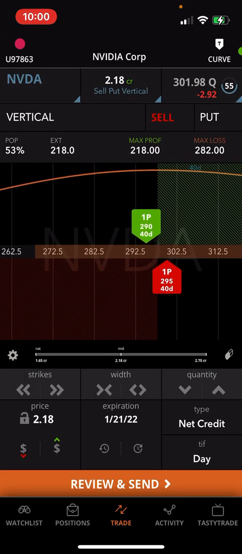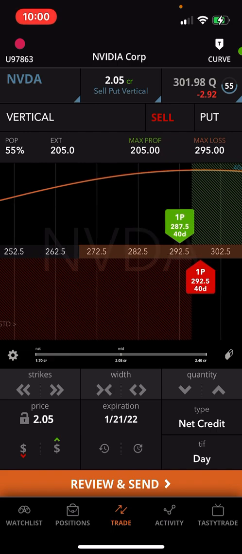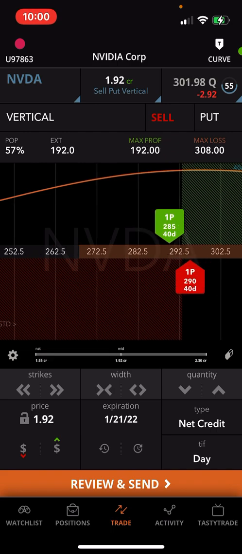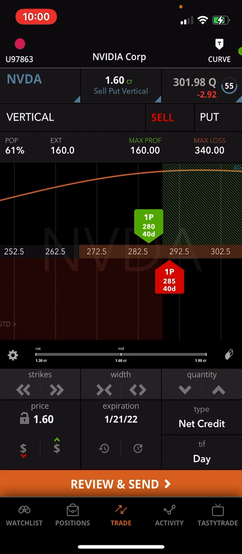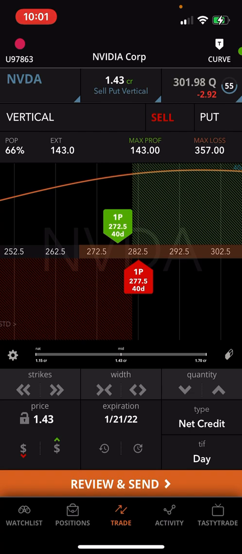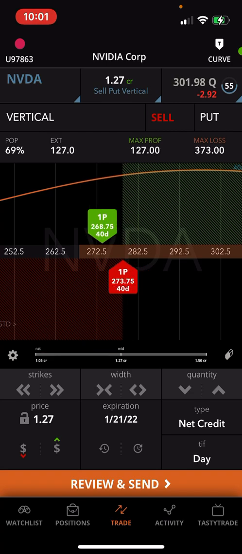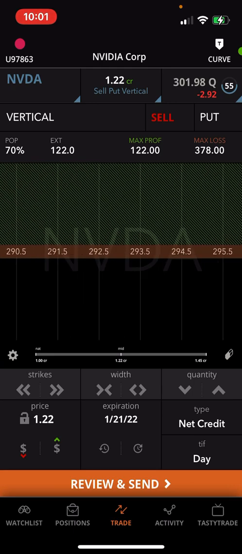So let's move our strikes down some and see that probability of profit move. Obviously, we're going to collect less credit and make less money, but our probability of profit is going to be much higher to succeed. So let's take a look here. We're moving these strikes down, and we're going to try and look for 70. Okay, here we go. So we can sell the 272.5 put and buy the 267.5 put right here.